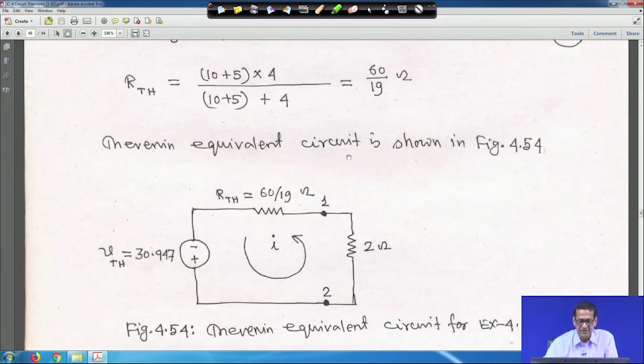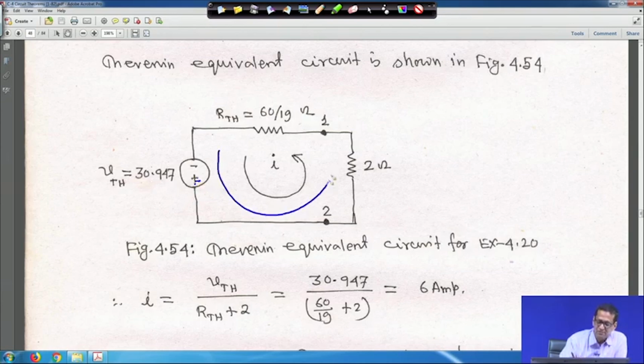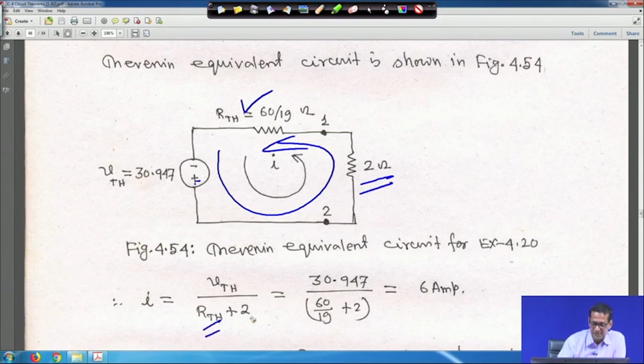Therefore, if you look into the Thevenin equivalent, it is plus at the bottom here, because V Thevenin was minus 30.947. And this is R Thevenin. With that, you connect the 2 ohm resistance now and you will get the value of the current. So, I is equal to V Thevenin by R Thevenin plus 2 ohm, this 2 ohm, and put all this value. So, it is approximately 6 ampere. So, this is the answer.